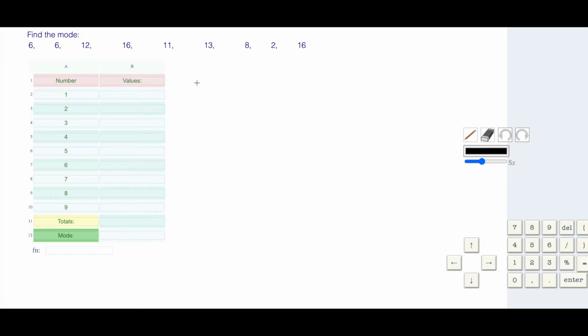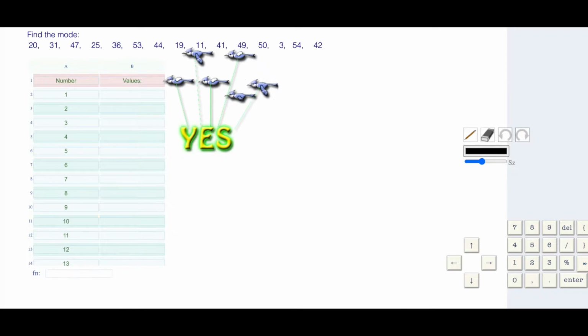Mode is the most common, the one that comes up the most. And if you happen to see, like here, I can see that I've got a pair of 6s, and that's it, right? Nothing else is doubled up. I can just go right to the answer and write 6 if I want.